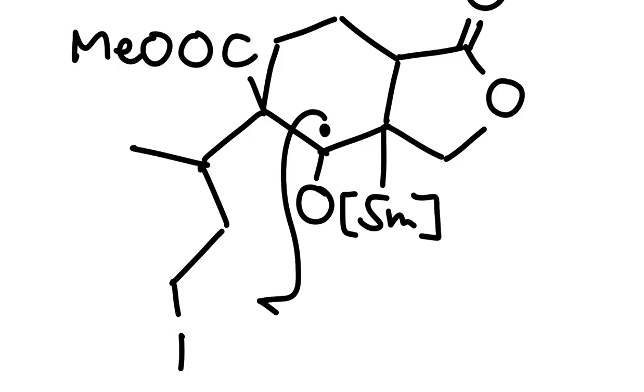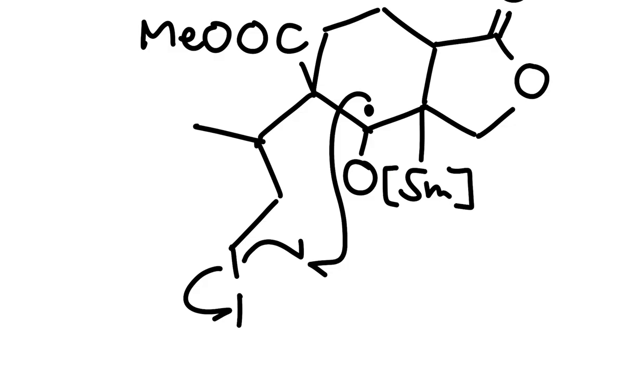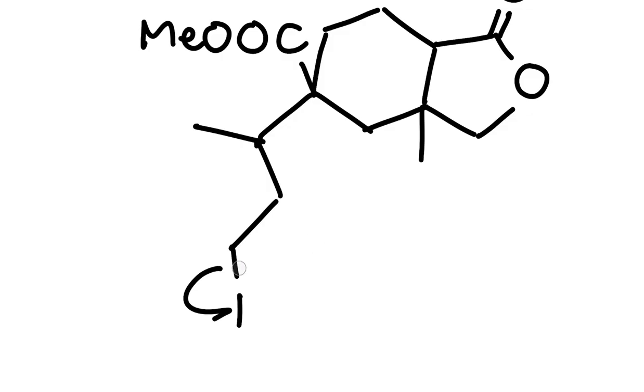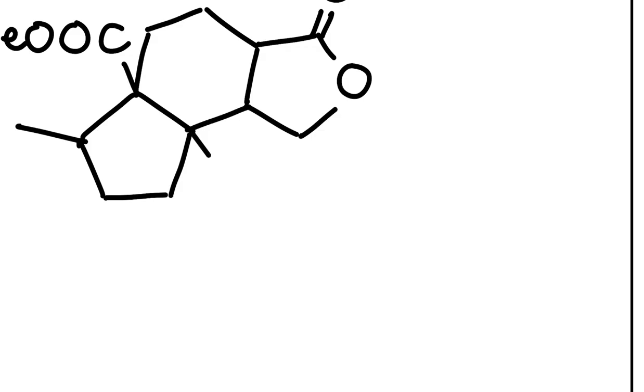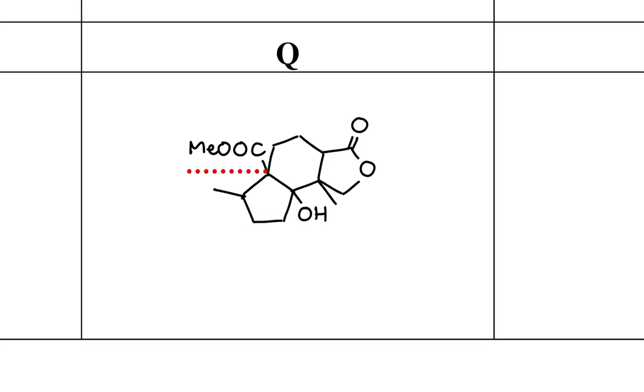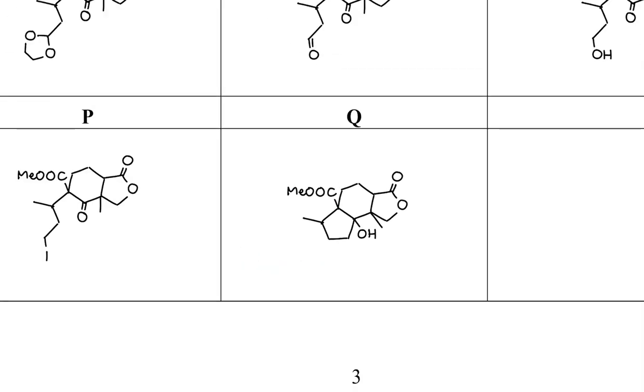Actually, it should become like so. There you go. So it will become something like this, and then it will form our 5-membered ring, like so, because it's an intramolecular radical cyclization. So, oh, my battery's too low. And so we will have a leftover hydroxyl group right there, and then our methyl group right here. It's way too close. Let me just... There you go. And that should be our final product Q.